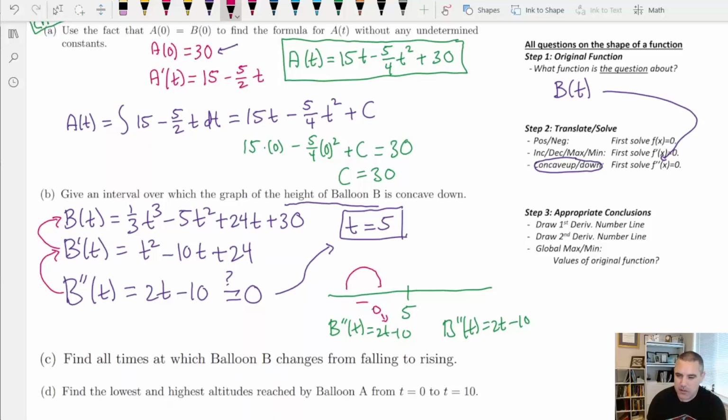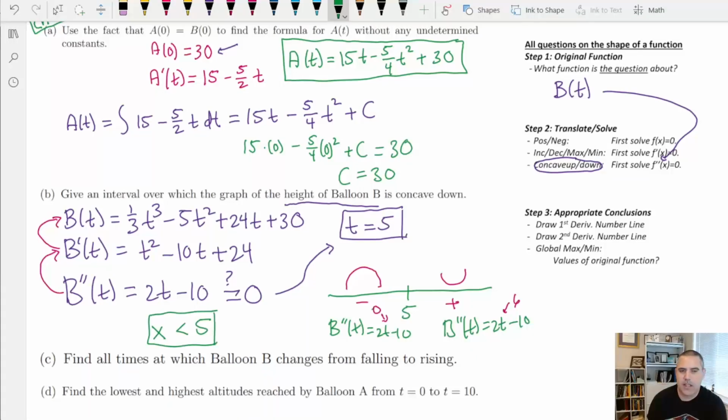Okay, similarly, if you're bigger than 5, let's say you plug in a 6 or a 7 or a 10, whatever, you're going to get a positive. It's part of a smile. So what was the question? The question is, when is it concave down? And basically the answer I would accept would be x is less than 5.